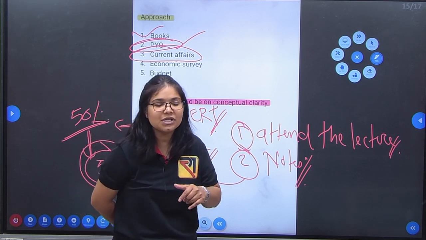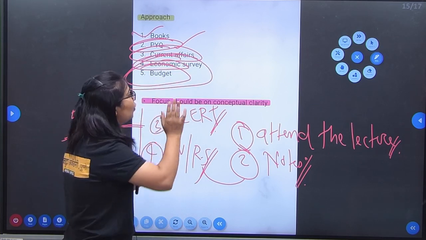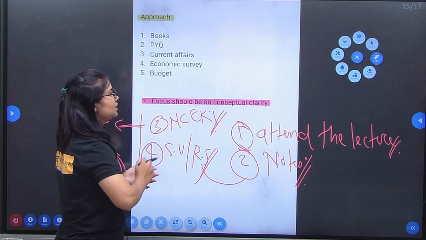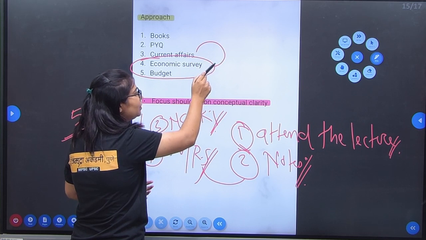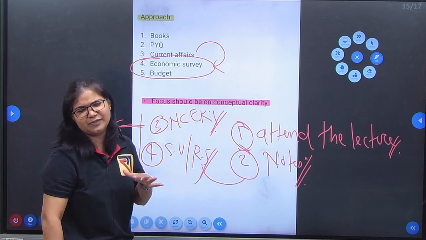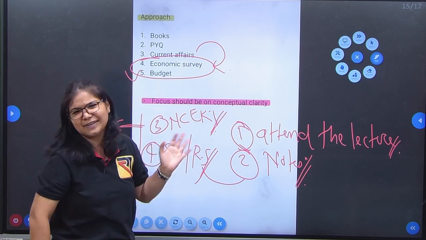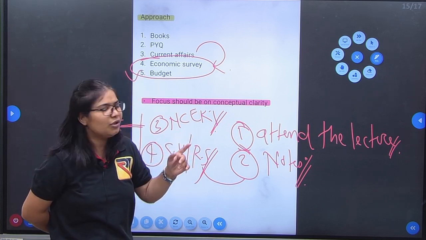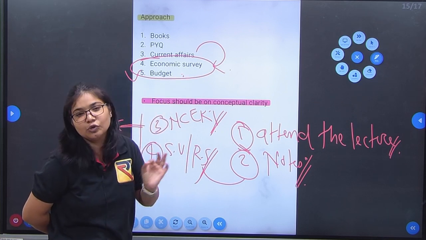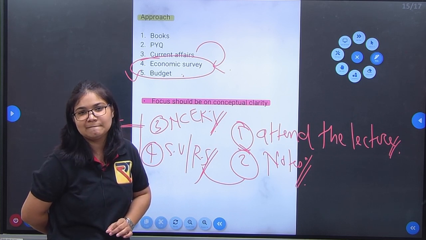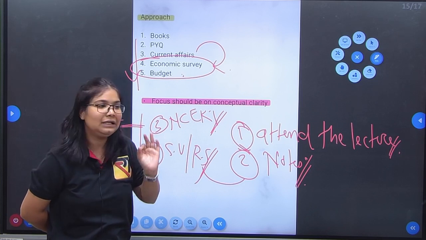Then one most important topic is the economic survey and the budget. You have to go through these two things. Most of the current affairs of the economy, around 80%, are dealt with in the economic survey and the budget. So you have to revise and read it thoroughly. You have to make notes out of it. This is the approach and you have to follow it for the result.